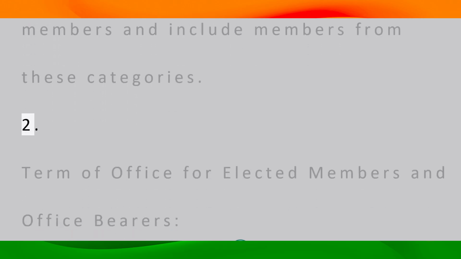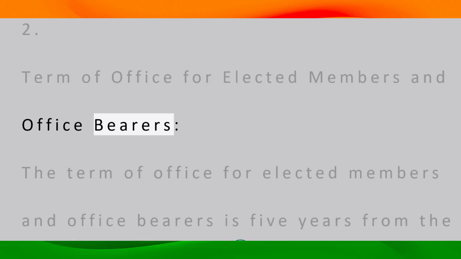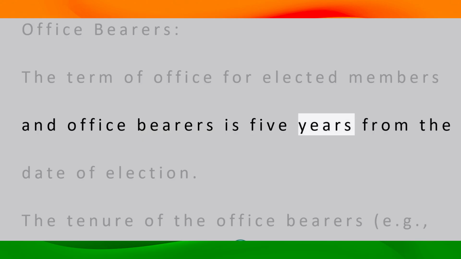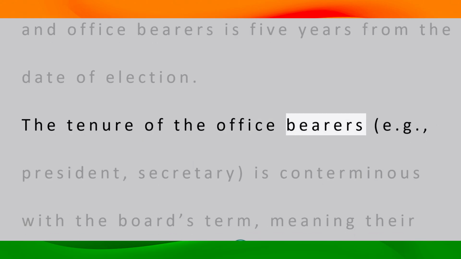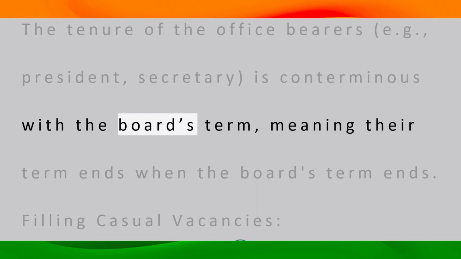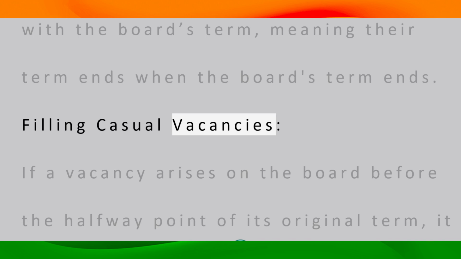2. Term of office for elected members and office bearers. The term of office for elected members and office bearers is 5 years from the date of election. The tenure of the office bearers, for example President, Secretary, is conterminous with the board's term, meaning their term ends when the board's term ends.